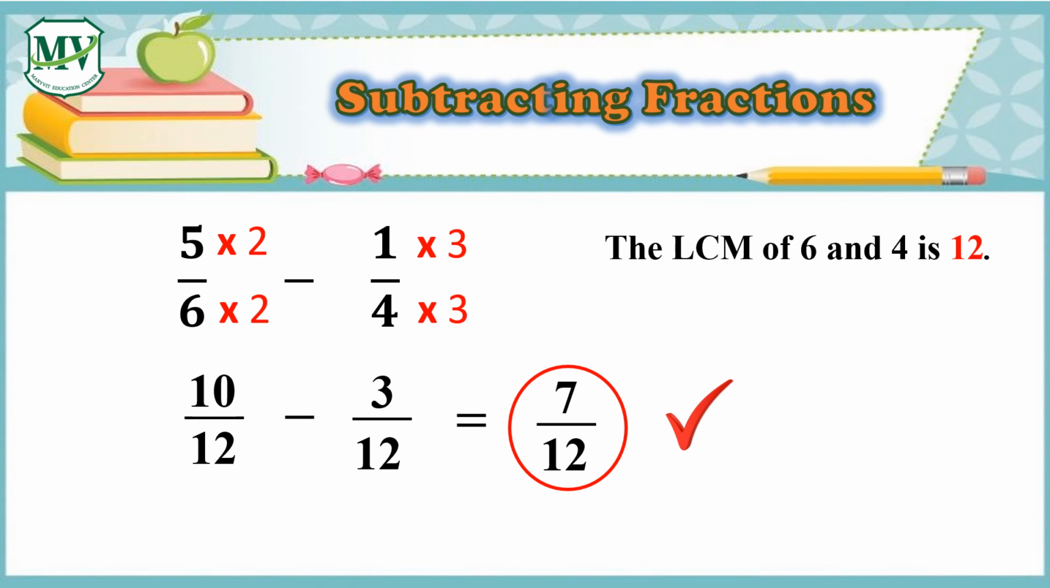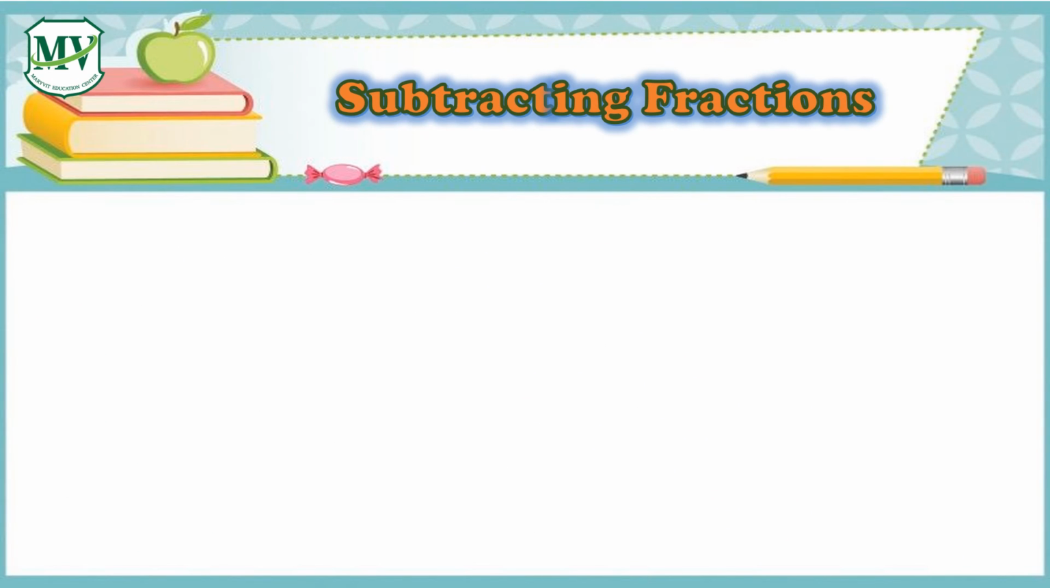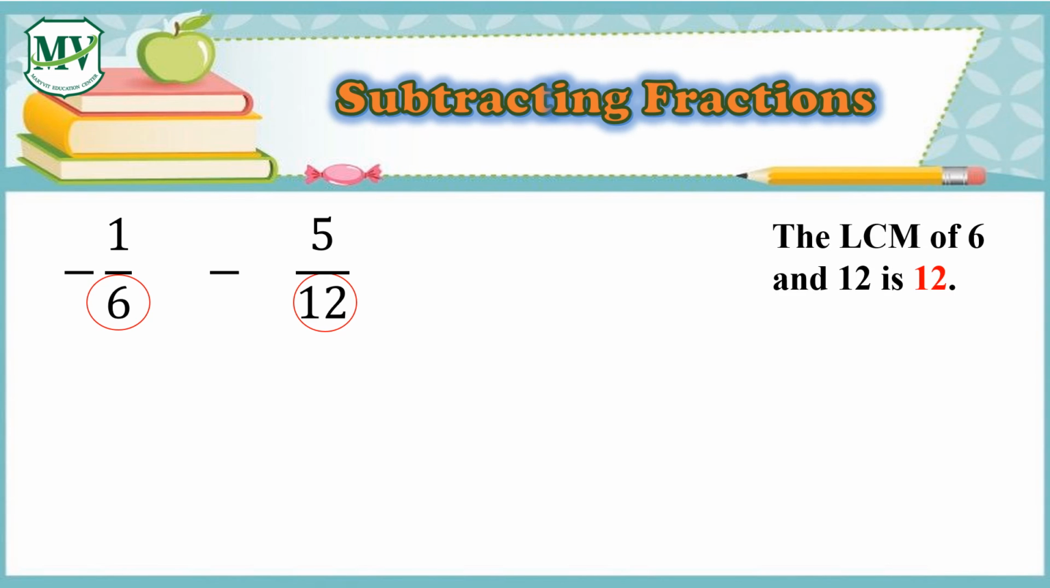Next, here's the last example. We have negative 1 over 6 minus 5 over 12. Again, we cannot subtract these fractions because they don't have the same denominator. What do you think is the LCM of 6 and 12? That's correct. The LCM of 6 and 12 is equal to 12. Therefore, let's multiply the first fraction by 2.